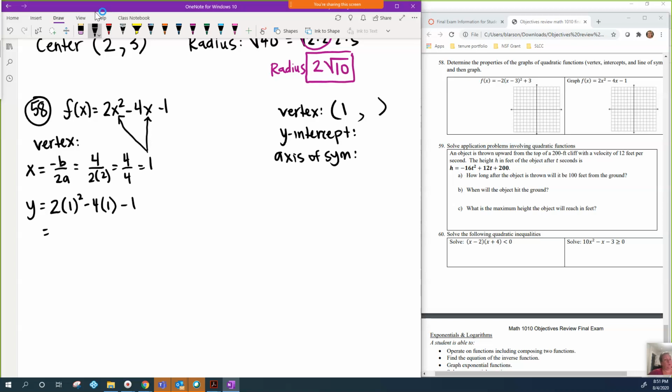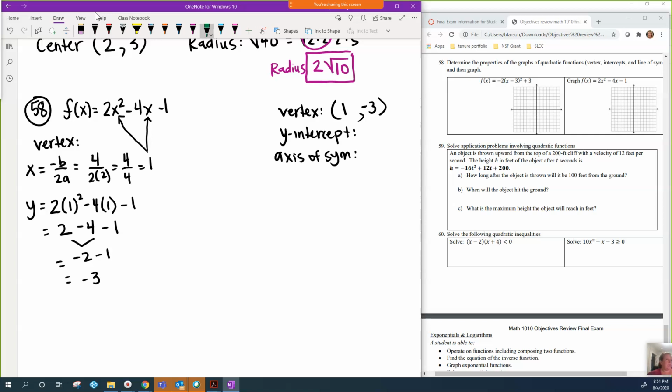Make sure you use the order of operations, or maybe your calculator will already do that for you. So if I have this, I'm going to do 1 squared is 1 times 2 is 2 minus 4 and then minus 1. So negative 2 minus 1 gives me negative 3. So my vertex is at 1, negative 3.